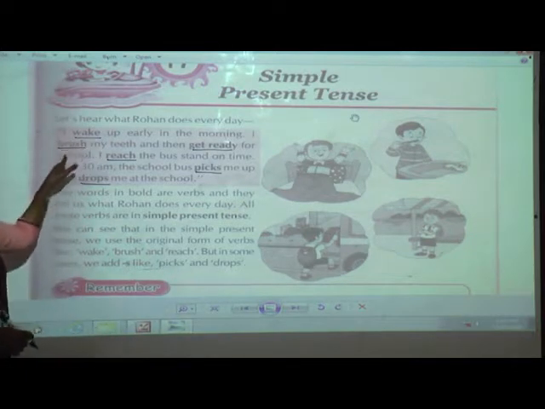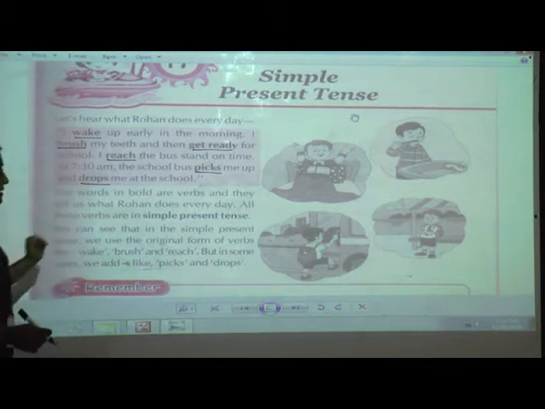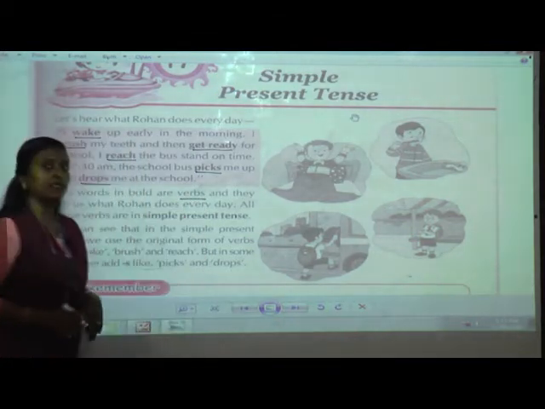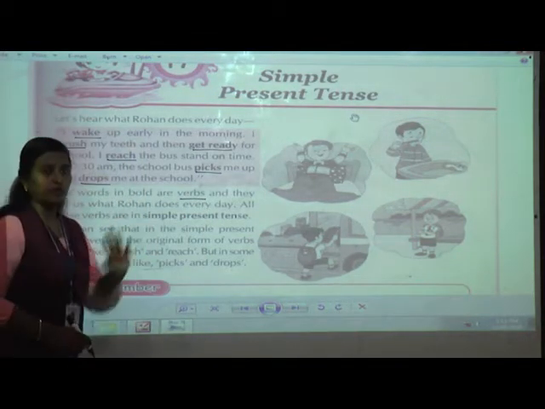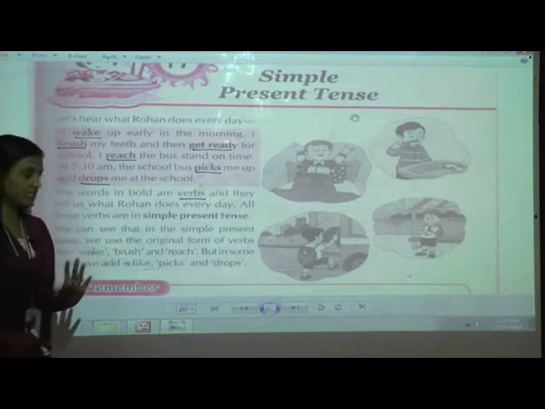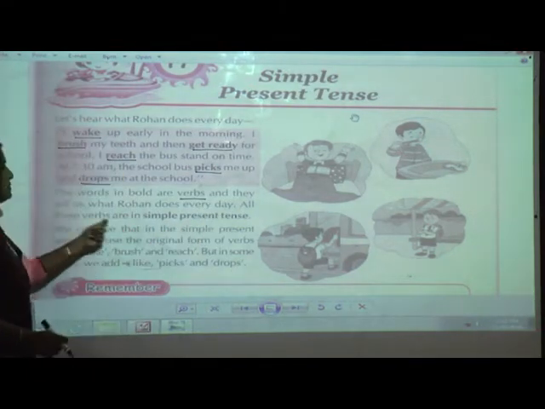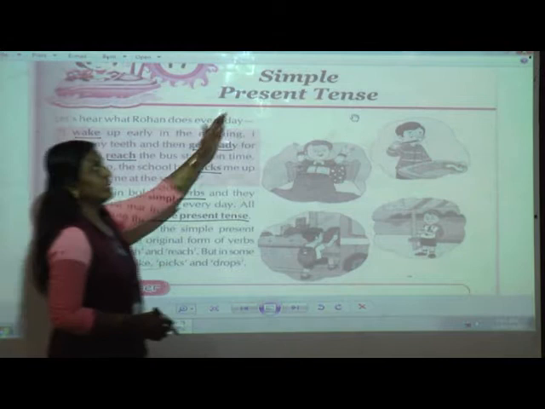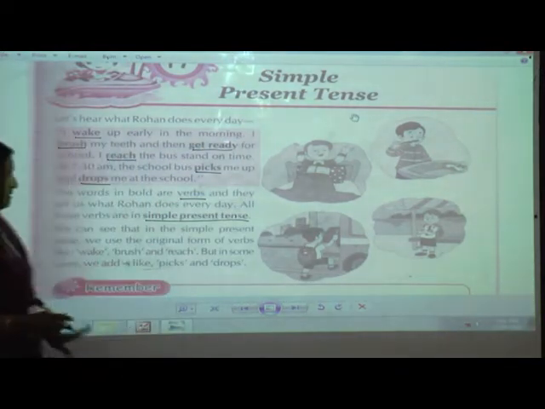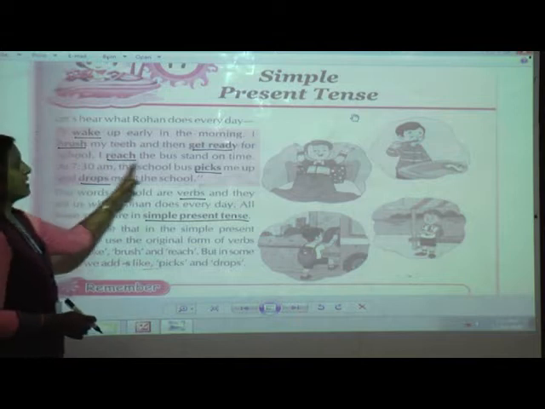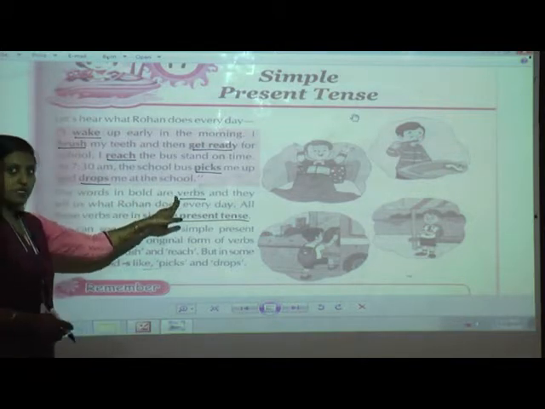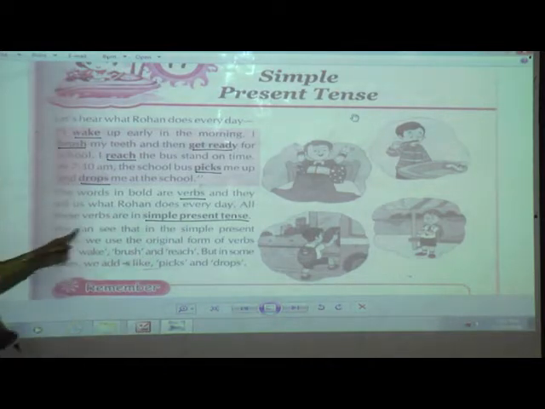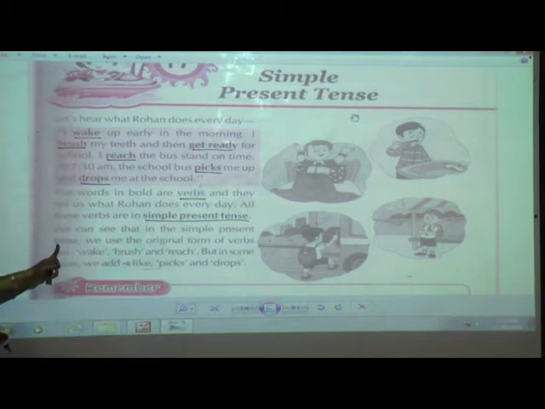Now here whatever words are in bold, can you see here, students? I have underlined also. So the words in bold, what are they, students? Yes, they are verbs, and they tell us what Rohan does every day. Clear till here, students? Okay. Now all these verbs are in which tense? Yes, simple present tense, which is our today's lesson. Whatever words are underlined over here are verbs, and those verbs are all in simple present tense.